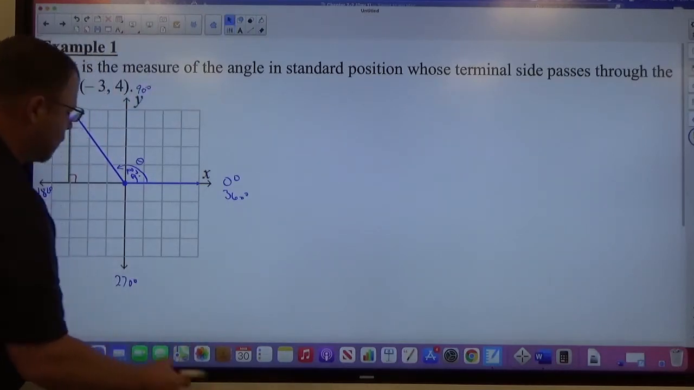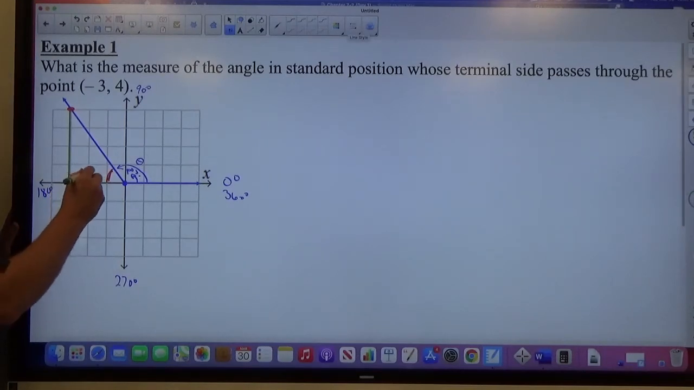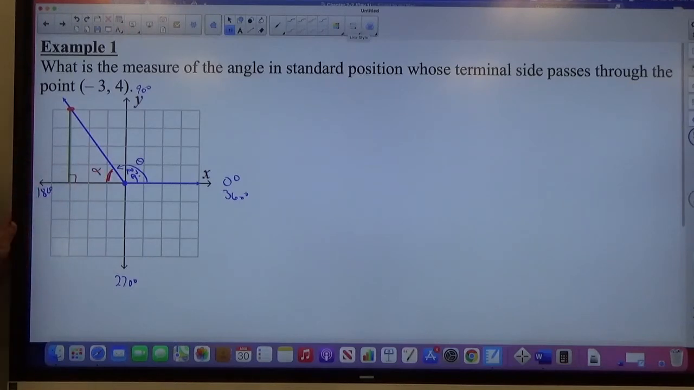And I'm going to make this reference angle right here, which is part of this triangle. I'm going to call this angle, let's call it alpha to give it a name. Alpha looks like a fish.